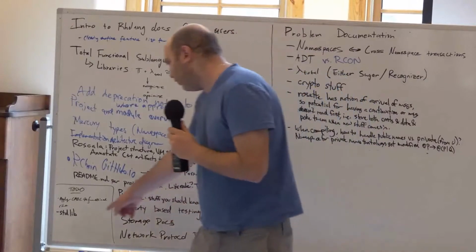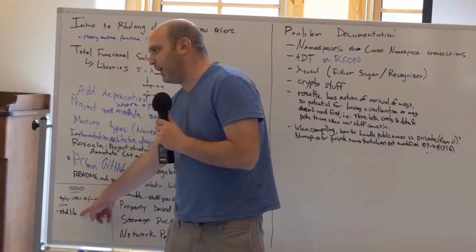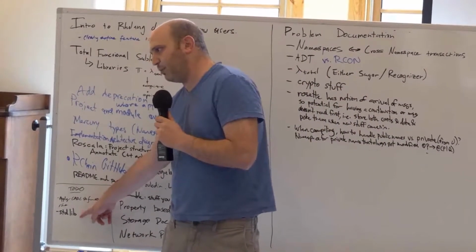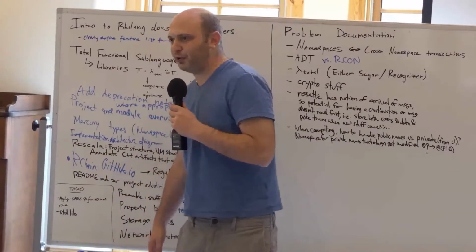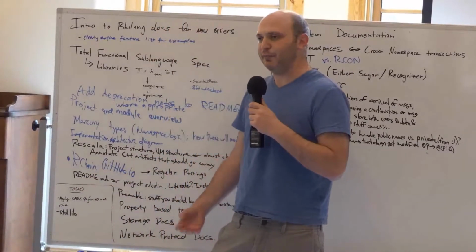I'm not sure. So I guess standard lib is probably the library that we're going to build in Erlang for developers who want to build their own smart contracts. They don't need to do everything from scratch. They're going to have some pieces.